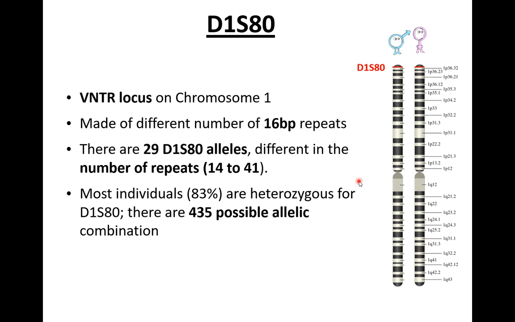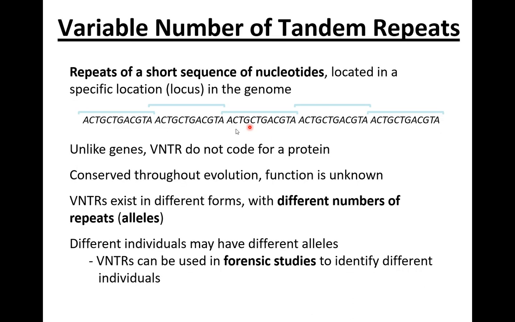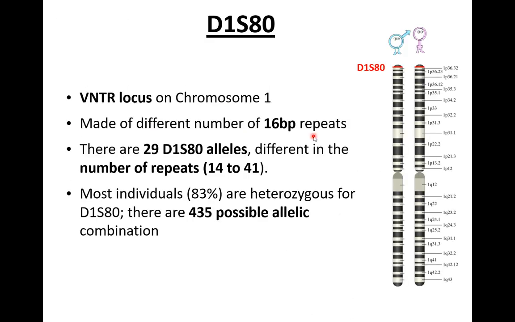So this VNTR, D1S80, is located on chromosome 1, at the very tip, the very end of chromosome 1 right here. So it's conserved. You have it there, I have it there. Each one of us has 2 copies, one coming from the father, one from the mother, obviously having 2 copies of chromosome 1. Now, this VNTR is made by a repeat which is 16 base pairs long.